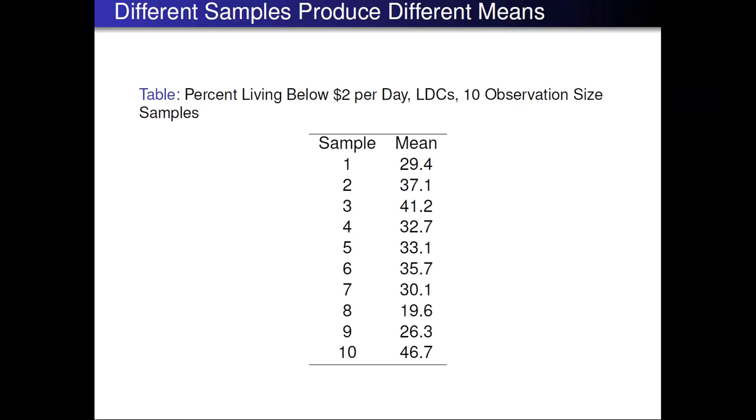In order to illustrate how far off a sample mean can be, I created 10 random samples from the data set of the 124 less developed countries. The averages for the percent living below $2 a day variable ranged from 19.6% to 46.7%. As you can see, different samples can lead you to draw different conclusions about the true population mean. Clearly, these values are often not perfectly reflective of the true population mean of 34.8%.